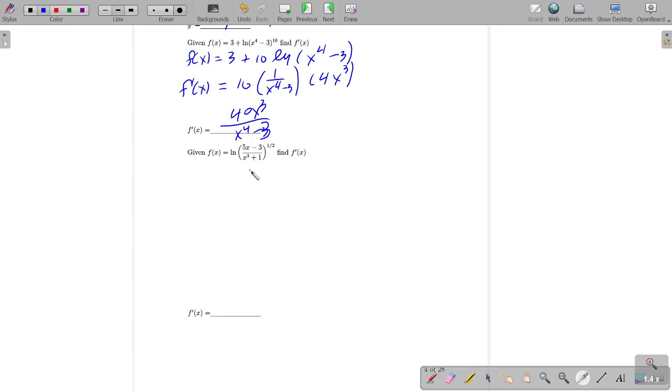So I would like you to try this one. So pause the video. You're going to end up having the power rule and then the quotient rule of logs there before you actually take the derivative.